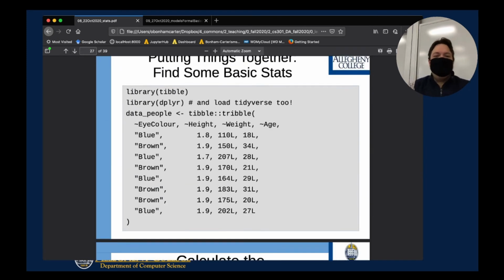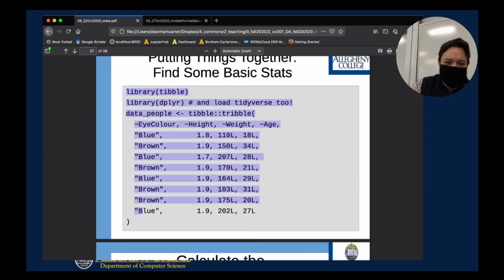Okay, now I wanted to show some code here. I think this is actually kind of interesting. We're going to use this library called Tibble.